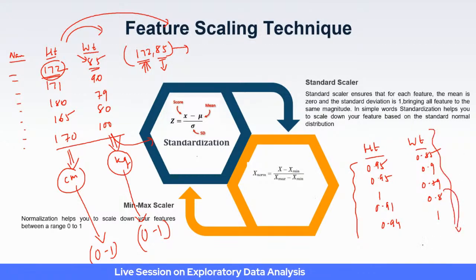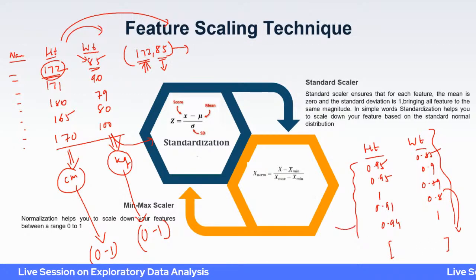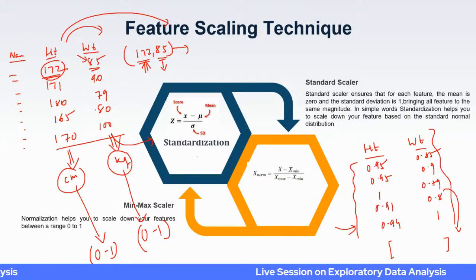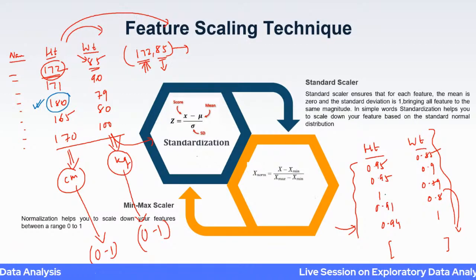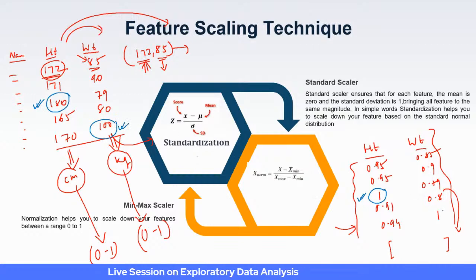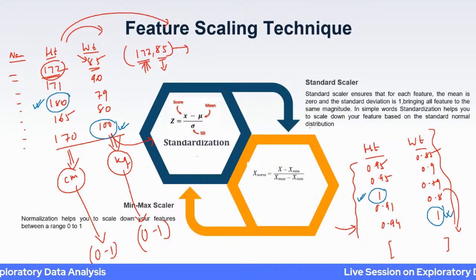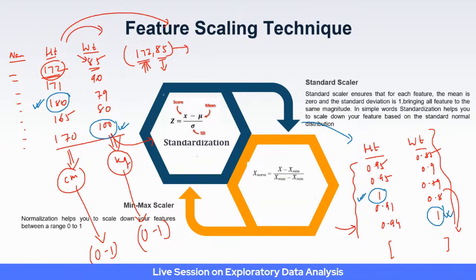Now, if you give these numbers to computers, they will treat them equally. In terms of feature importance, this number was the highest here. It is still the highest here. This number was the highest for weight. This number is still the highest for weight. So feature importance remains the same, but the numbers are scaled down. This is a very important concept that we do in our predictive modeling part.